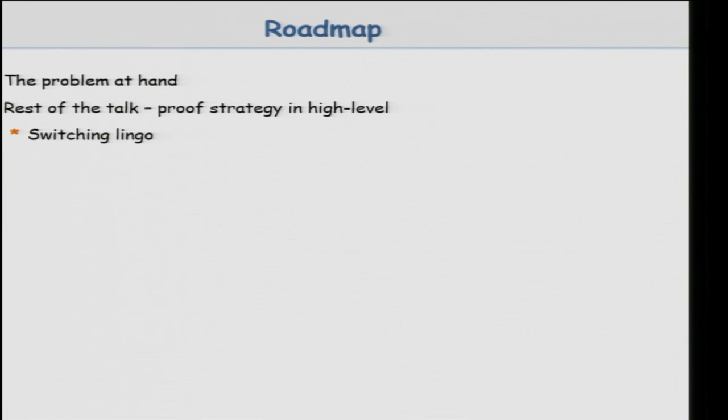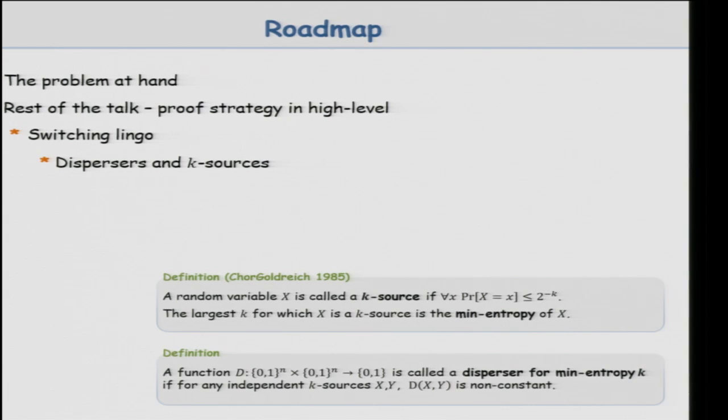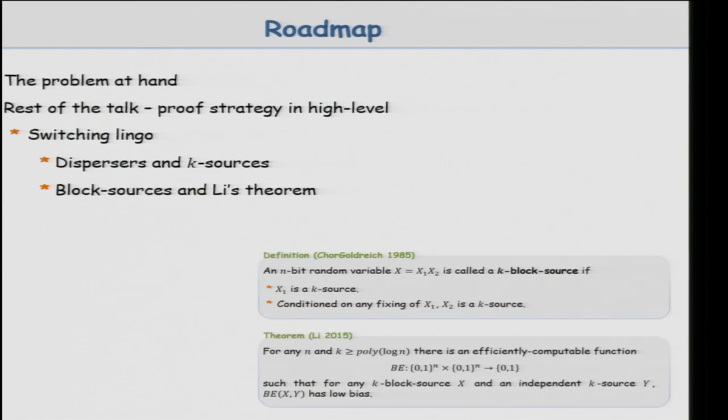Okay, so let's see. We talk about dispersers and K sources. I know a board talk is maybe more suitable for more than 2 definitions. So recall that a K source is a random variable that is uniformly distributed over a set of size 2 to the K, and a disperser is what we think of as a bipartite Ramsey graph, a function with the property that if you feed it independent samples from K sources, you get an unbiased bit. And we talked about block sources and Lee's theorem. A block source is a nice K source in the sense that the left part has entropy, and conditioned on any fixing of the left part, the right part has entropy.